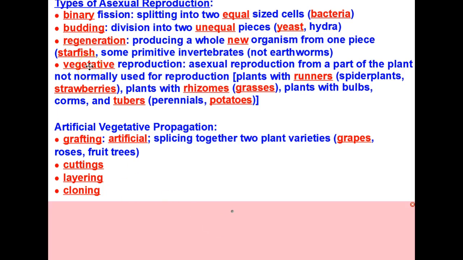Next, let's take a look at a video showing artificial vegetative propagation.